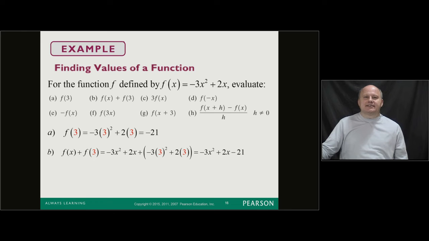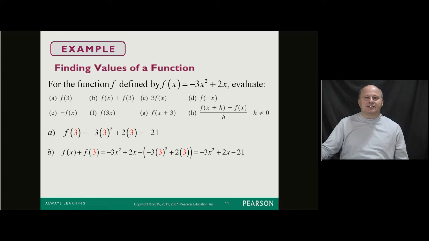Now, f of x plus f of 3. Okay, now what do you do here? Well, f of x, we know that to be negative 3x squared plus 2x because that's the name of the rule itself. The f of 3, we've already established. That's the negative 21. So then you just put those together: negative 3x squared plus 2x, and then the minus 21. So f of x plus f of 3, these are basically two separate entities. If you notice, f of x is what is the value of f when x is put in? Well, it's the function itself. And then the f of 3, we did that in part A, and it was a negative 21.